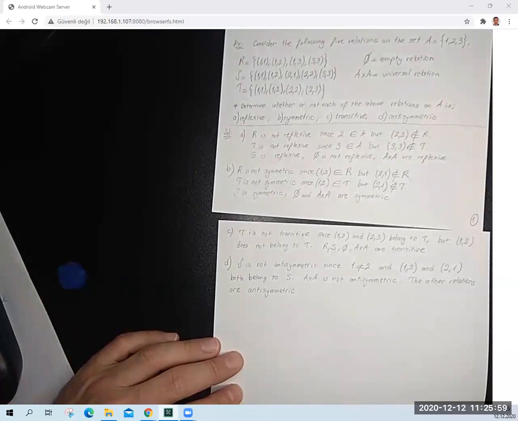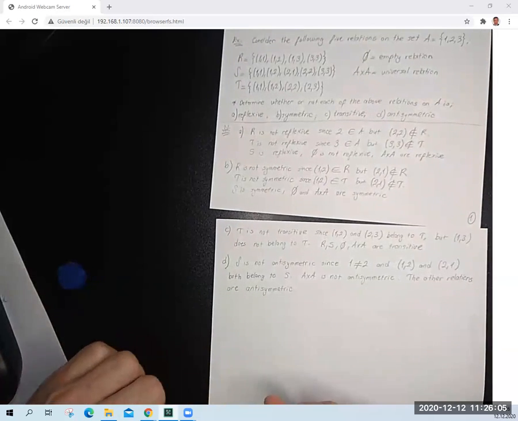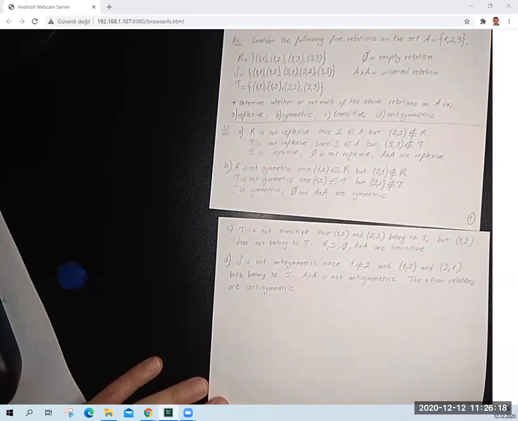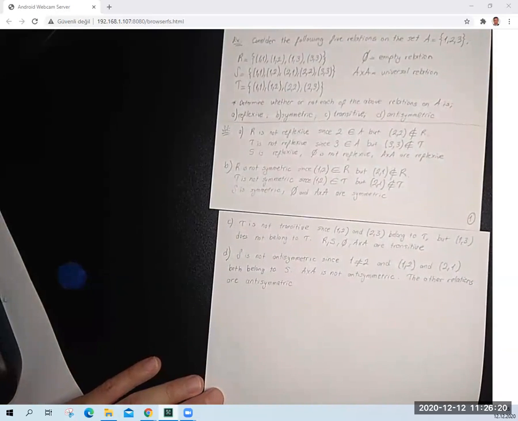Okay, we saw closure properties as an example, and now we can start the new chapter. So what was the antisymmetric property? Do you remember?